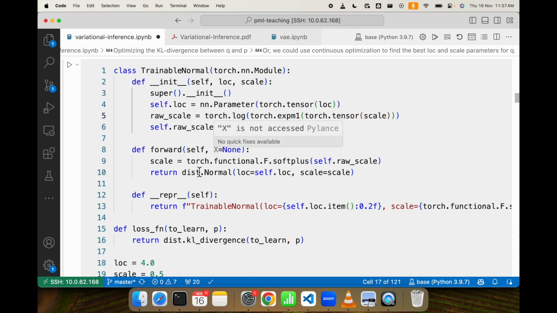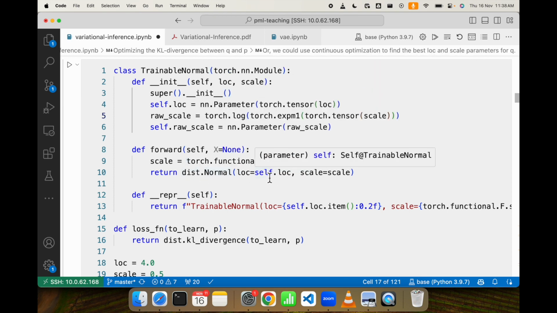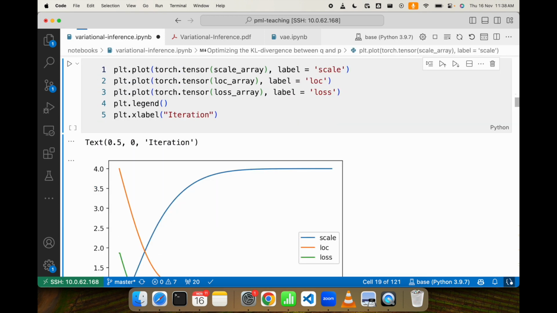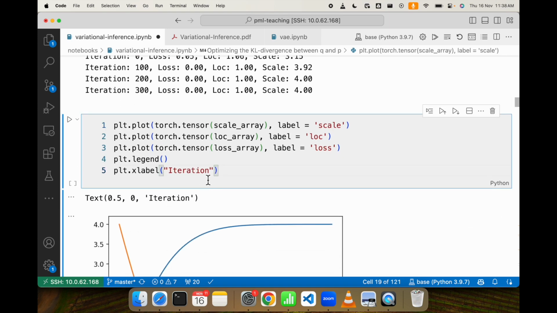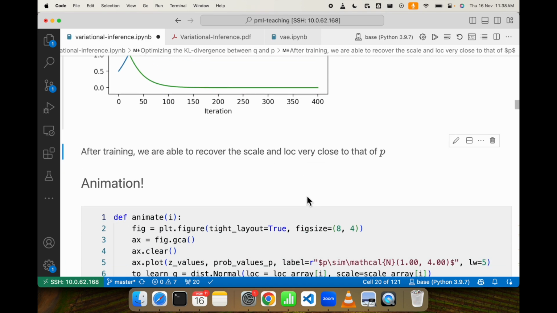We've defined the forward and the representation. In the forward, we get the raw scale, take a softplus over that to make it non-negative, and then pass this to the normal distribution object. So we'd seen this last time, that in very few iterations, we are able to optimize the location and the scale of a Q distribution so that it becomes very close to a P distribution.